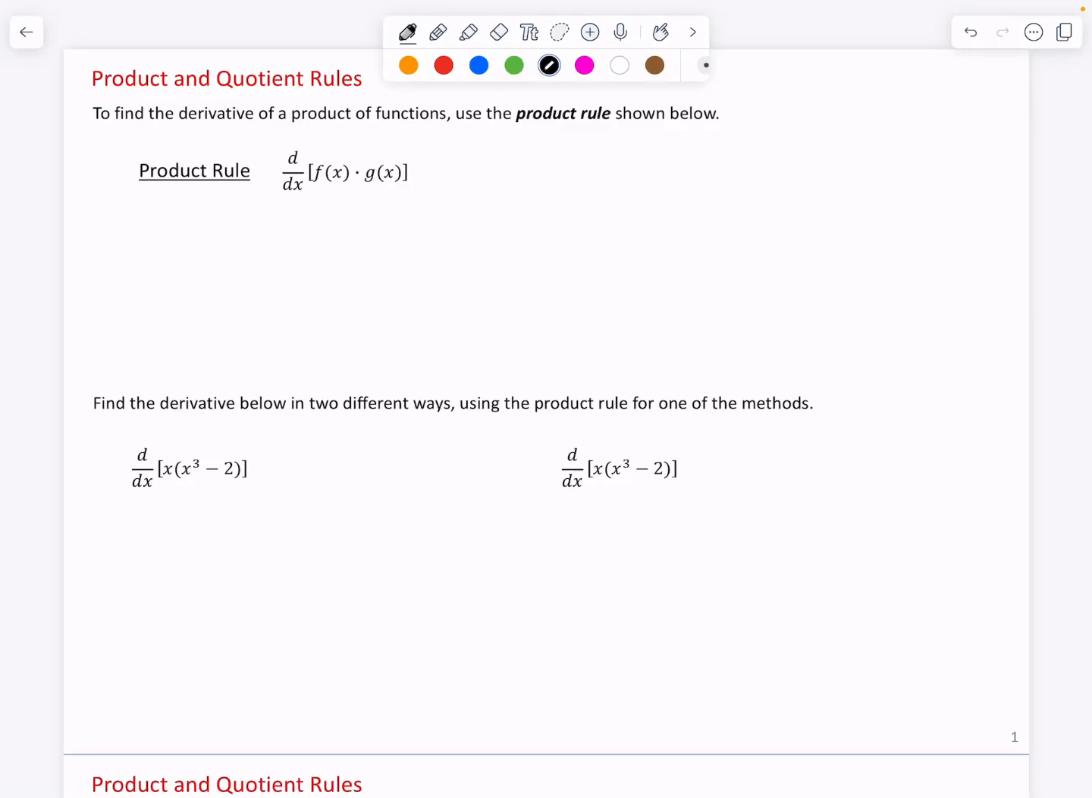Hello, calculus students. This lesson will be on two different rules of differentiation known as the product and quotient rules. To find the derivative of a product of functions, use the product rule, shown below. The word product means that we are multiplying two functions.